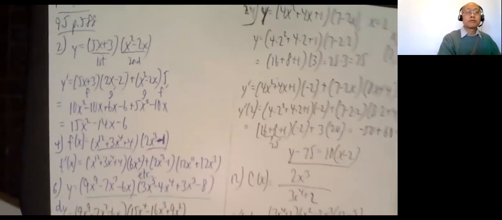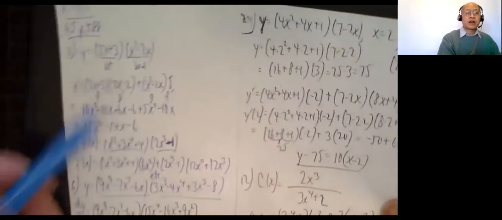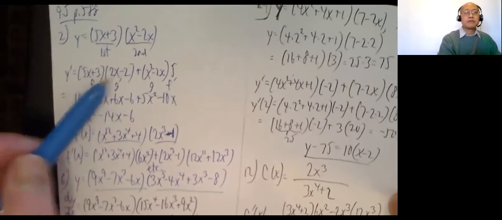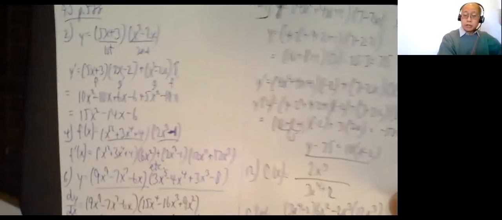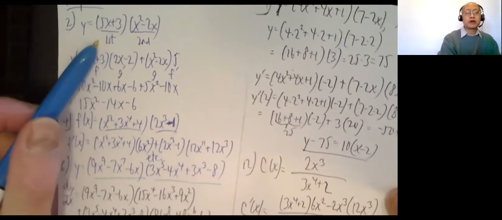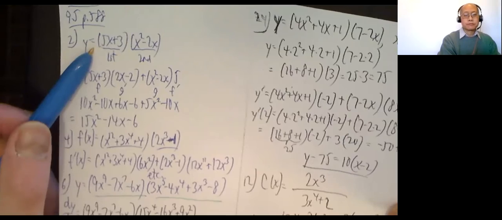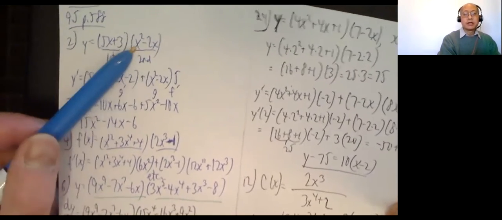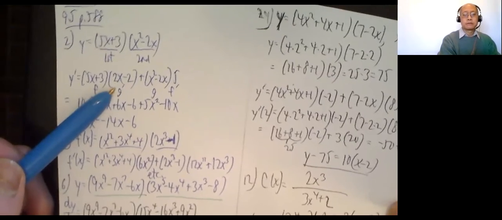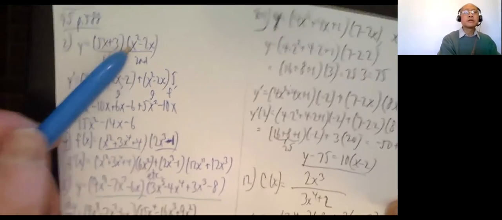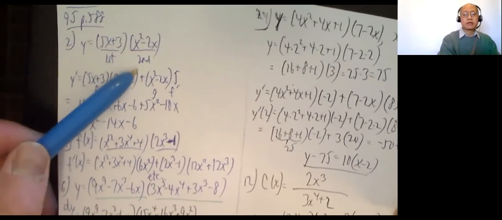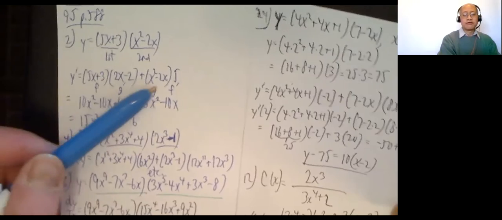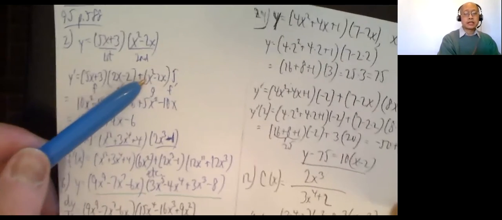So we're doing this new product rule. If I call this F and I call this G, it's F G prime plus G F prime. So the derivative, y prime, is copy the first function, 5x plus 3, and then multiply by the derivative of the second. The derivative of this thing is 2x minus 2. Plus second function, copy the x squared minus 2x, times the derivative of the first function, which is 5. That's the product rule.